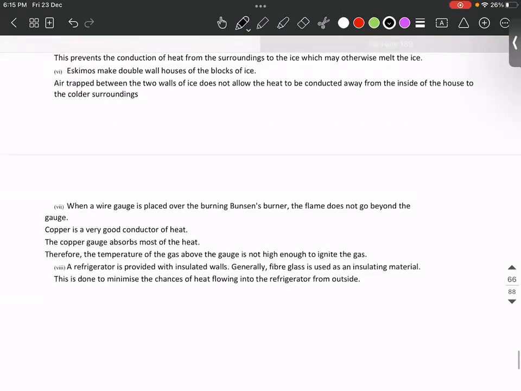Eskimos, the igloo. Eskimos made double wall houses of blocks of ice. Air is trapped in the walls of ice. So why do Eskimos make double wall houses of blocks of ice?